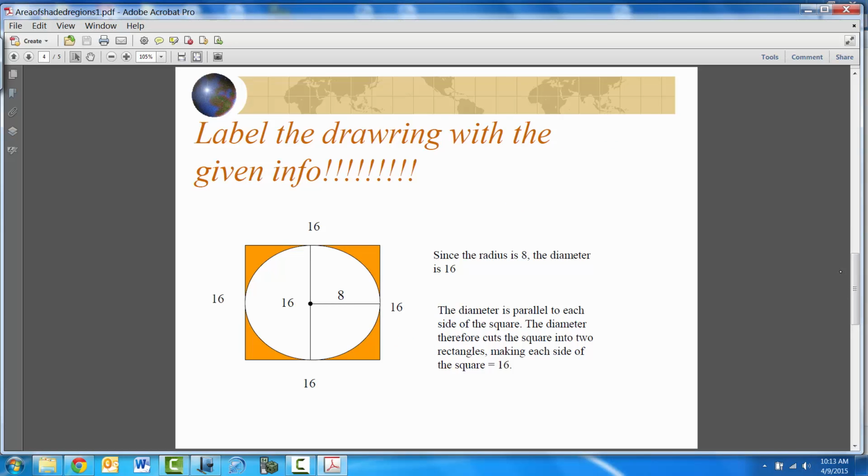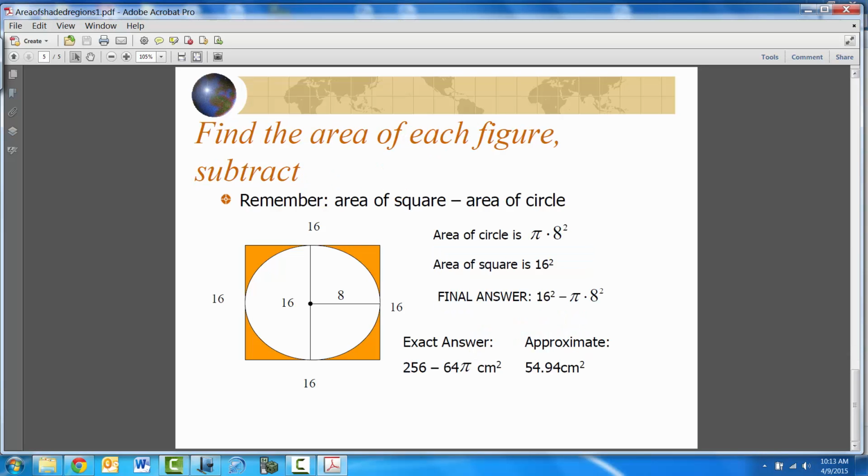So label the drawing. If this is 8, then this is 8, and this is 8. So that makes each side of the square 16, or makes the diameter 16. That's why these are also 16. So you might have to figure that out, given just one little piece of information there. So just be aware of that. You can always pause the movie if I'm going too fast. All right, so that's what we're going to do.